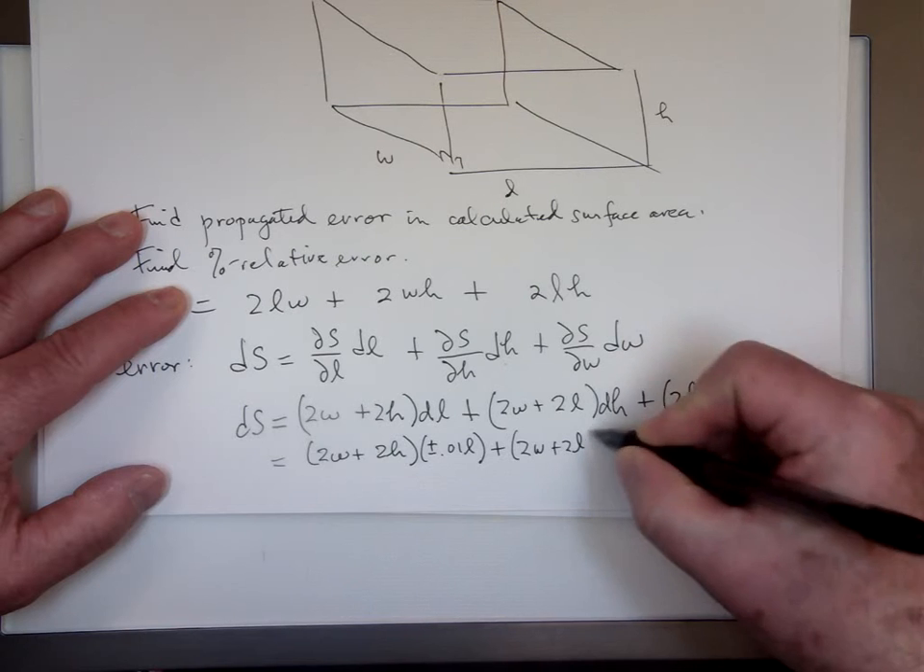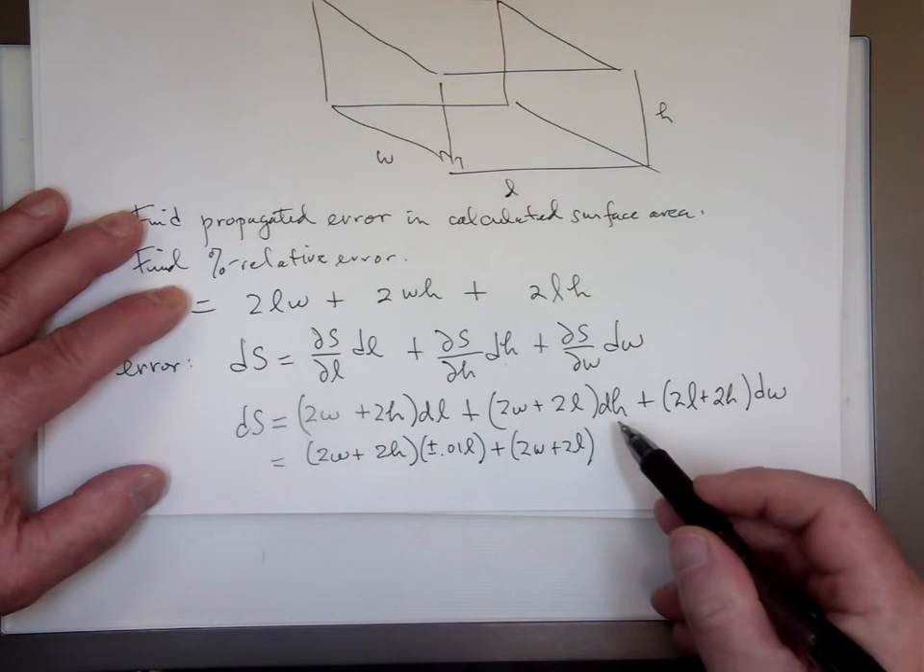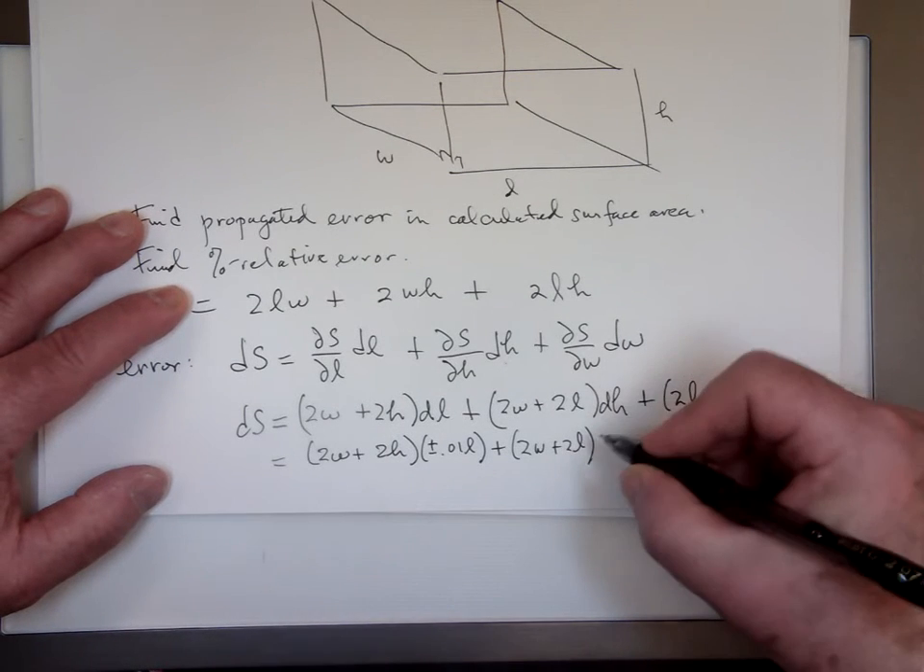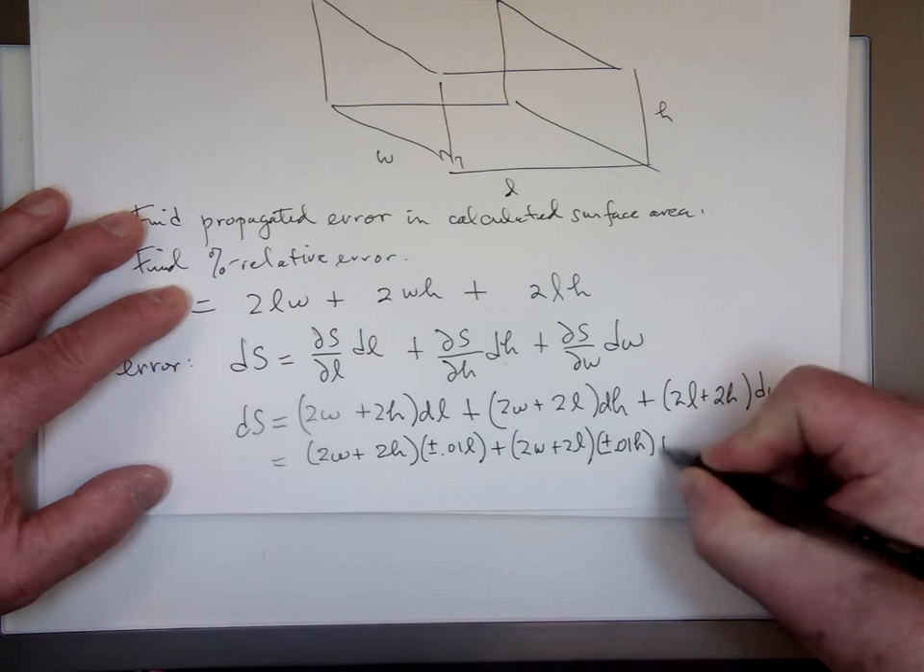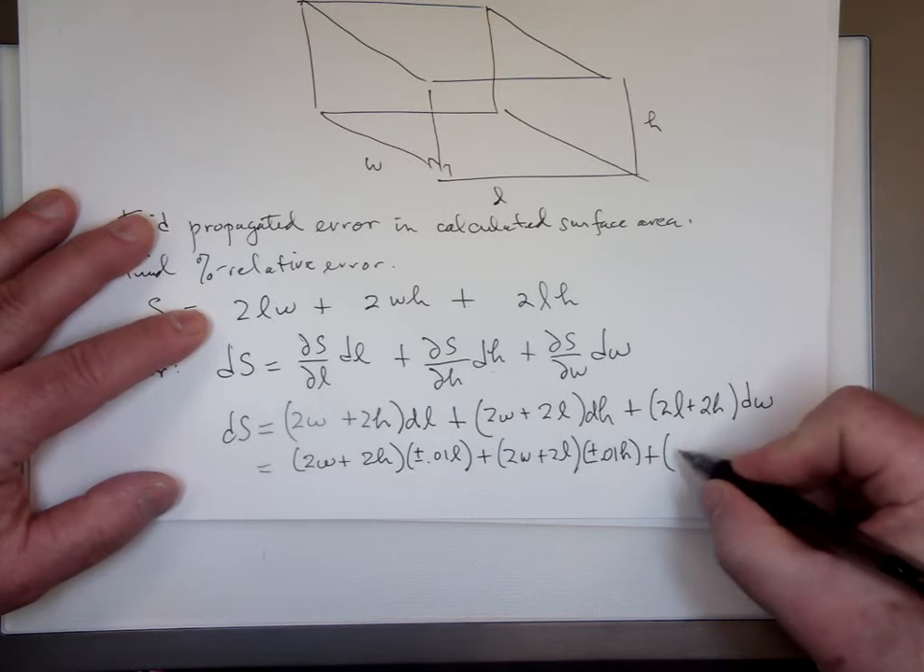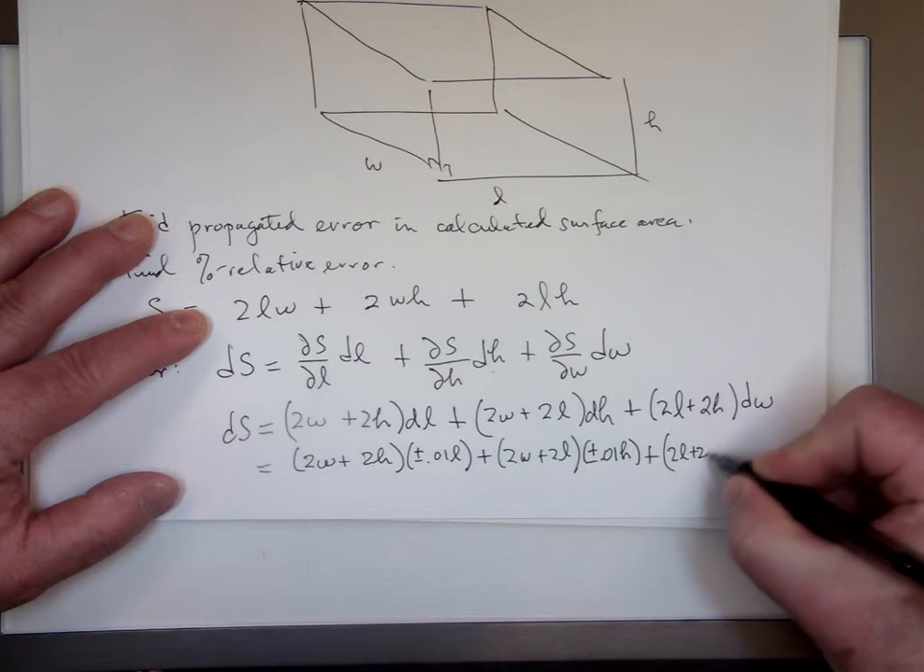You all work hard. DH is the change in H. That's the error in H. That's a plus or minus 1%. H. And DW?